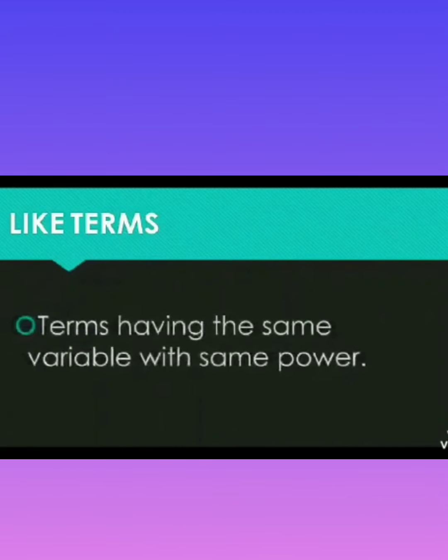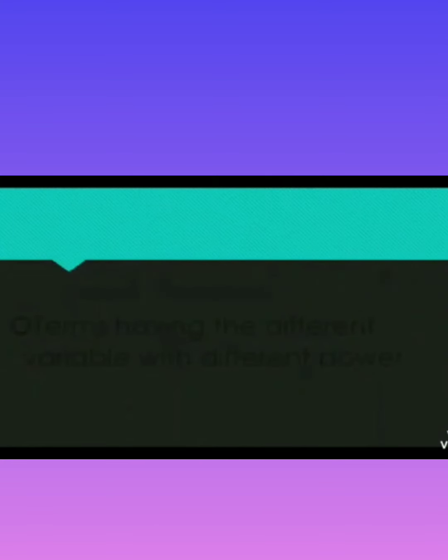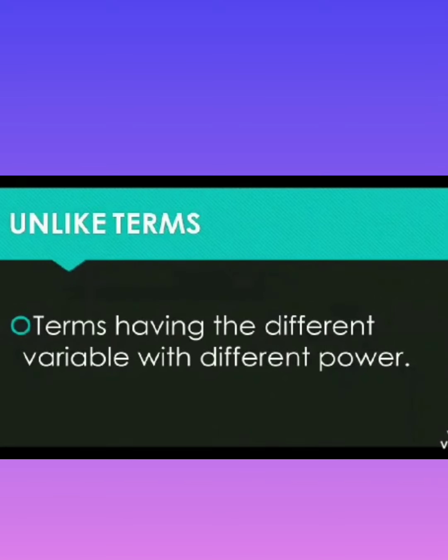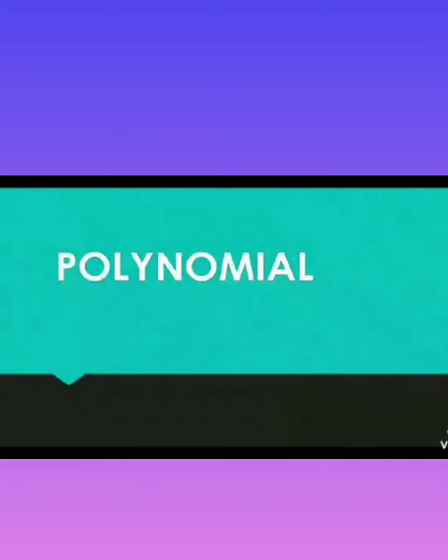Like terms. Terms having the same variable with the same power. Unlike terms. Terms having the different variable with the different power. Degree. Highest power of the variable. Polynomial.